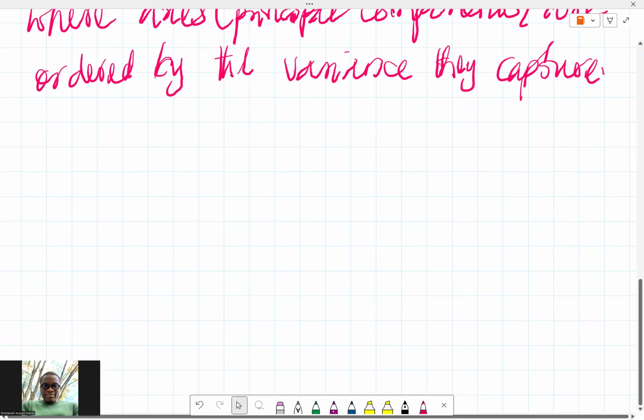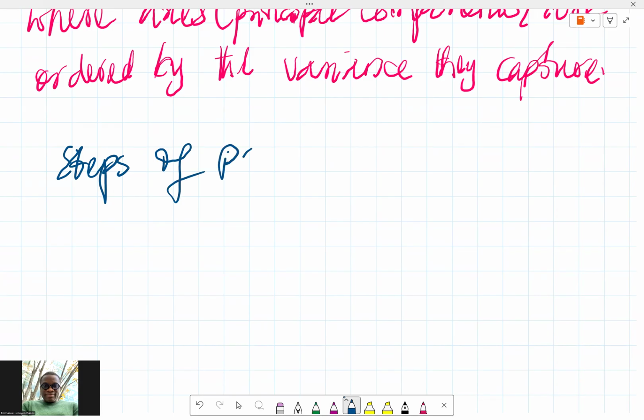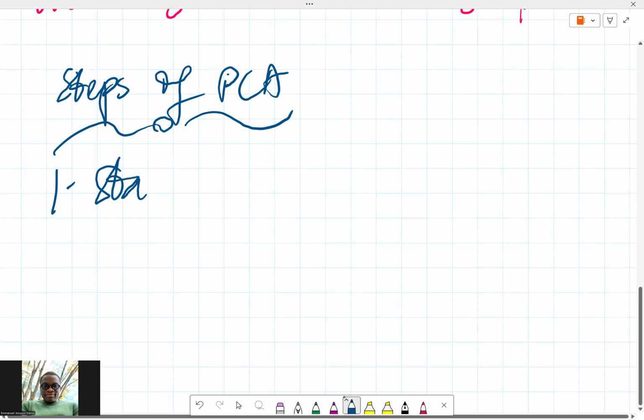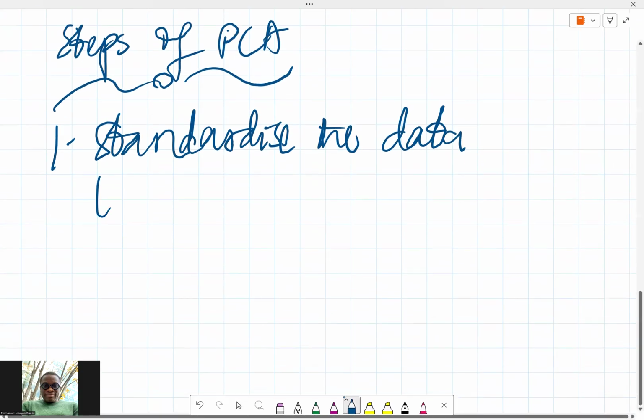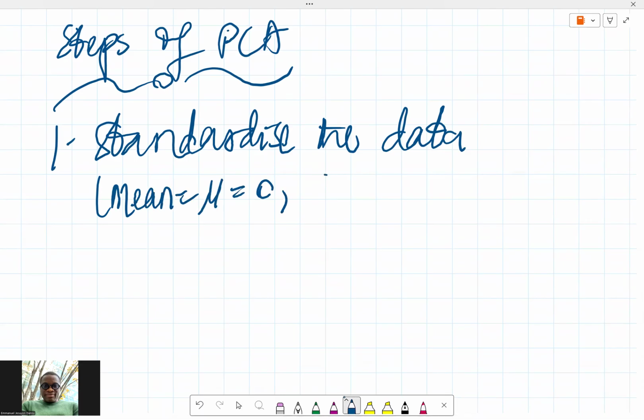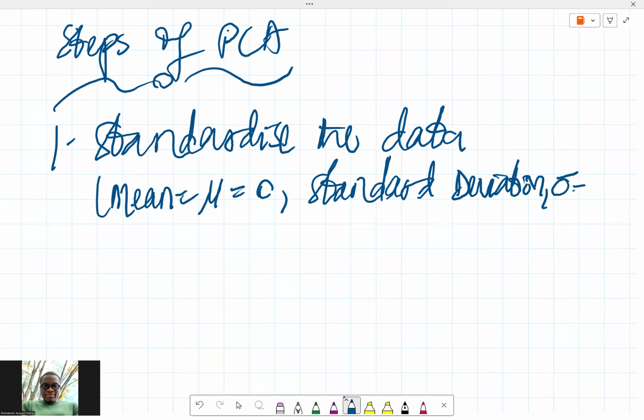Okay, so let's look at some steps of PCA. So the first step is to standardize the data. That's the first step. Because PCA is sensitive to the scale of the data, the first step is to standardize the data set with mean, which is mu, equal to 0, and standard deviation, which is sigma, equal to 1.